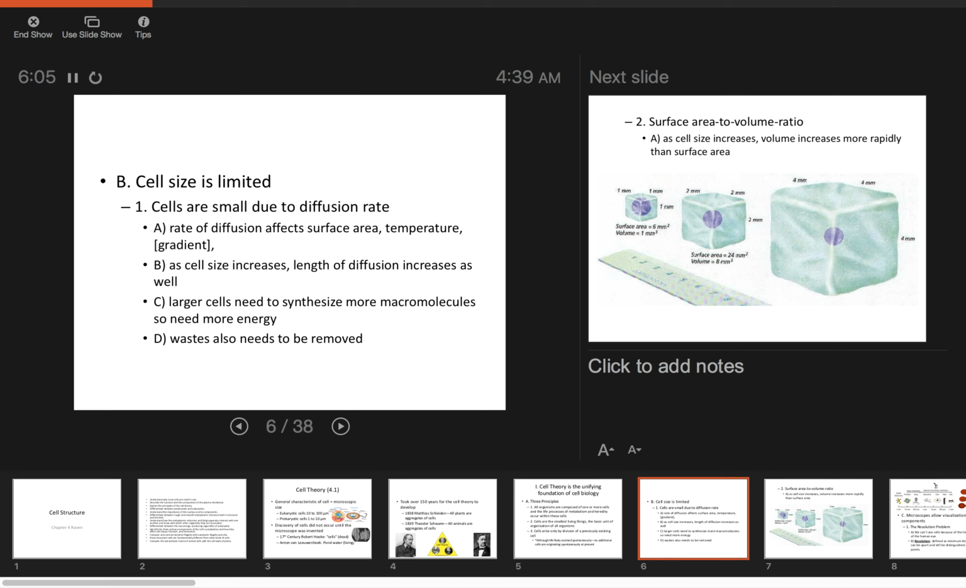Temperature also affects the rate of diffusion, as well as concentration gradient, and we'll talk a little bit more about that in Chapter 5, and you guys will actually have to do kind of a lab write-up on that. It's a new thing with MSTAY, so I'll explain more when we get to Chapter 5.